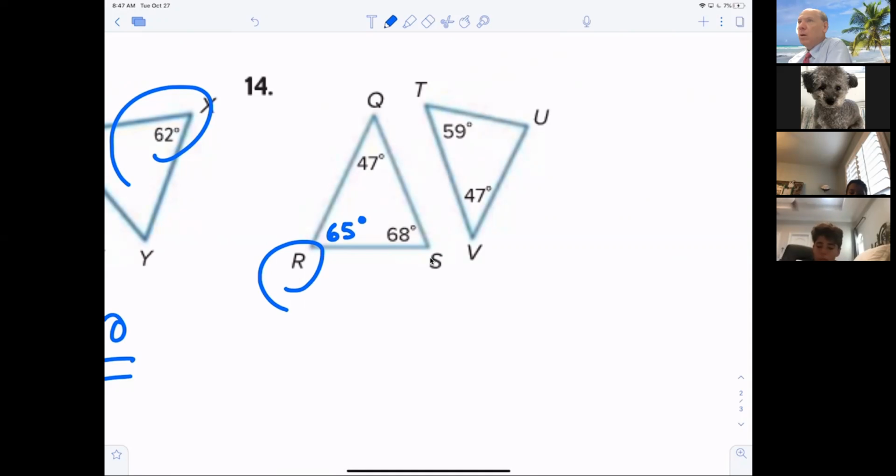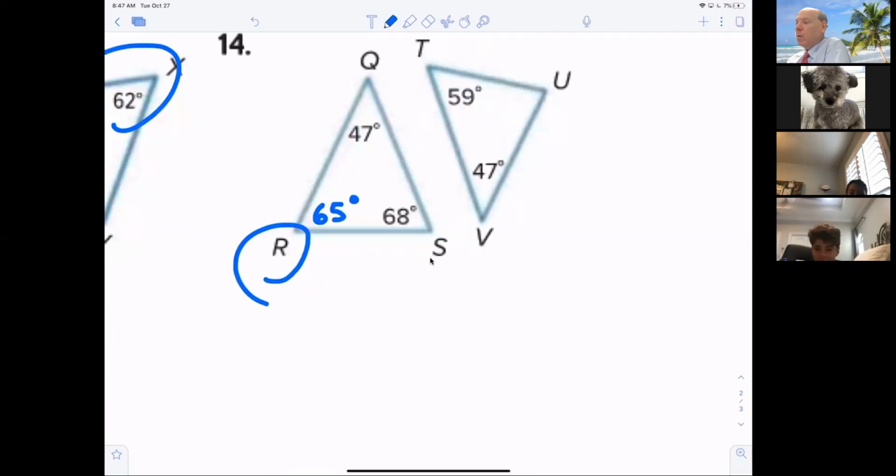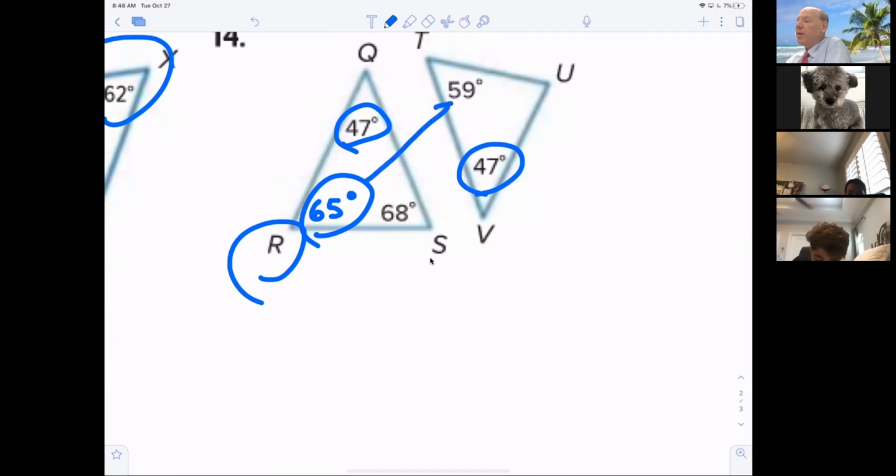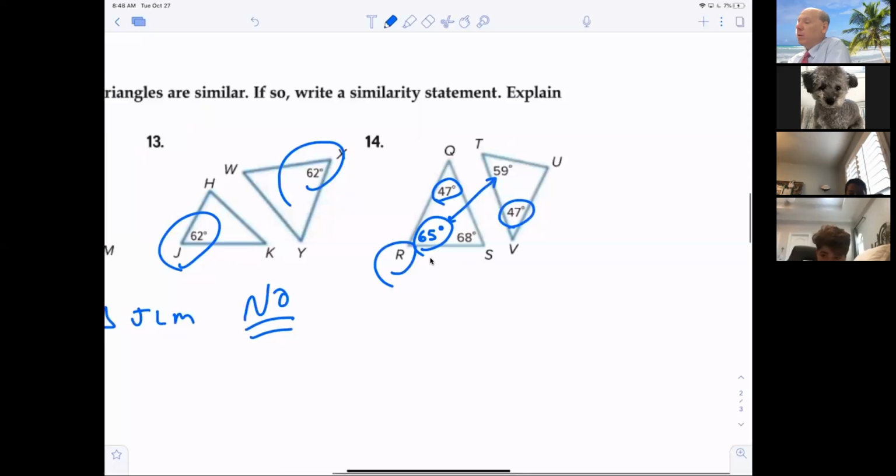We're so good. The other one's like 70. Wait a minute now, is that correct? Is angle R 65? Right, so do I really need now to figure out what U is? No, because 47 is equal. So the only way it can be equal is if this is what? 59. That's the only way they can be similar, right? So as soon as I find out 65 is not equal to 59, then I know they're not similar. All right, so that's a no also.